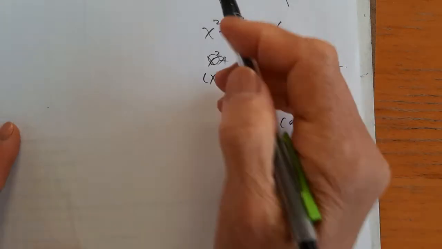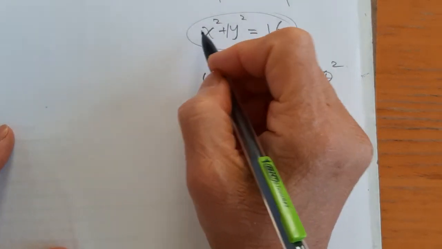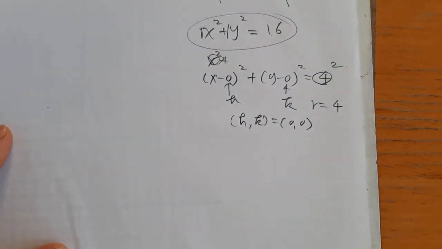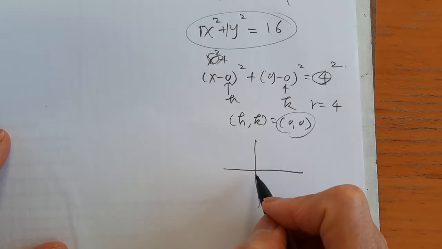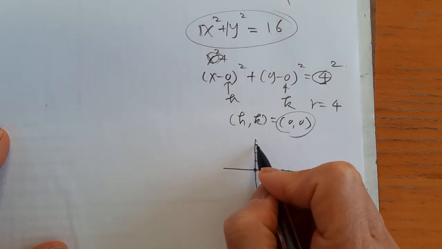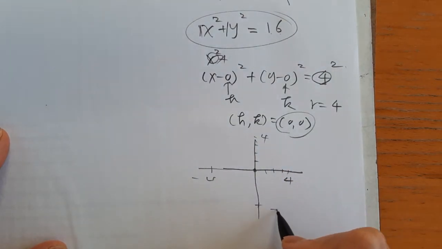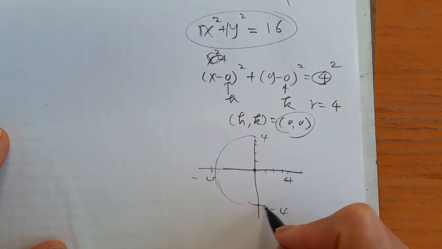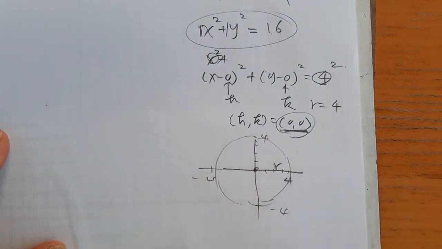So if the coefficients are equal and you can simplify, it's a circle. And for the circle, the graph has its center at the origin, and r is 4. 1, 2, 3, 4, and negative 4. Then you are able to draw a circle with center at the origin and radius 4.